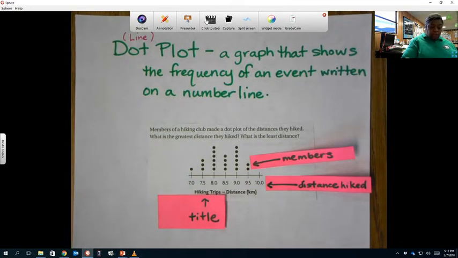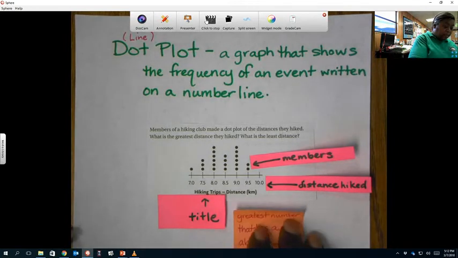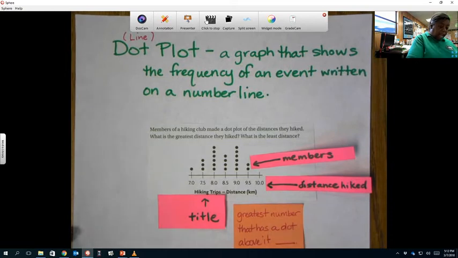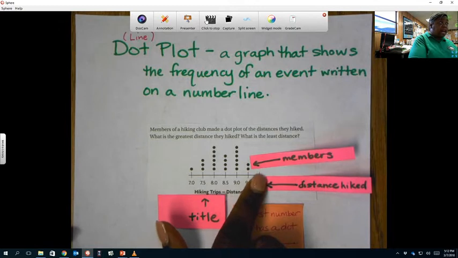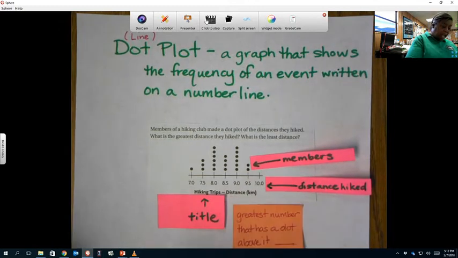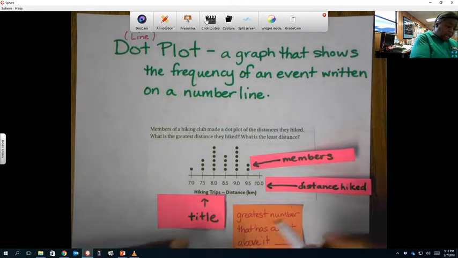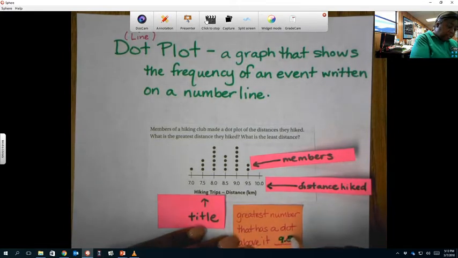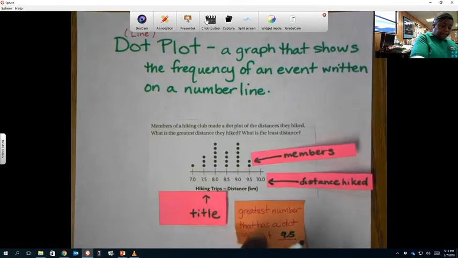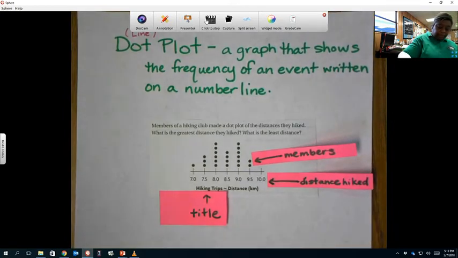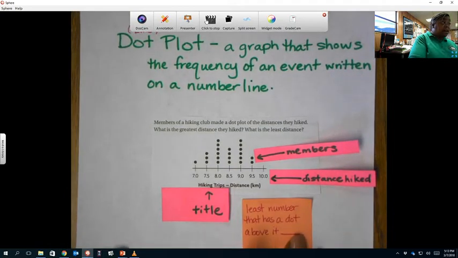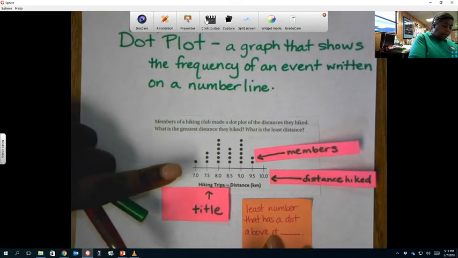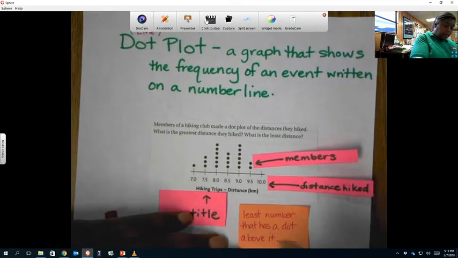So let's look at the first question, which is, what is the greatest number that has a dot above it? And that would be 9.5. You notice that there are no dots above 10, so no one hiked a distance of 10. So it would be 9.5. What is the least number that has a dot above it? And that would be 7.0.